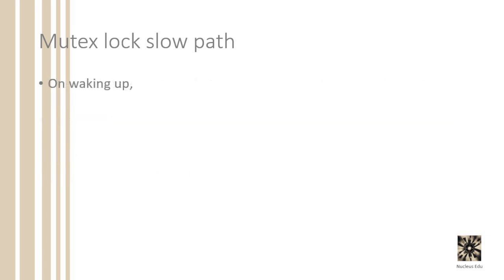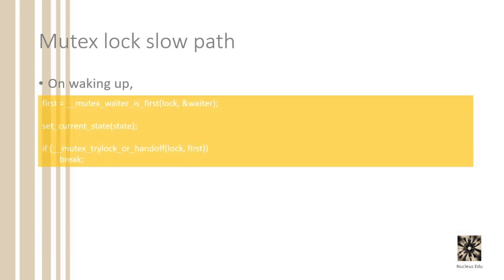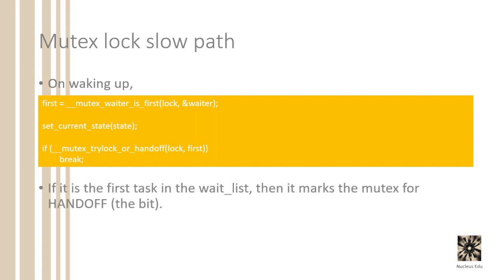Right, so now the fun part starts, what happens when it wakes up again on the third step? So this is a small piece of code on what it does when it wakes up. First it checks whether it is the first waiter or not, right? Whether it's the first waiter or not, that first variable here is a bool that is sent to this function called mutex try lock or handoff, right?